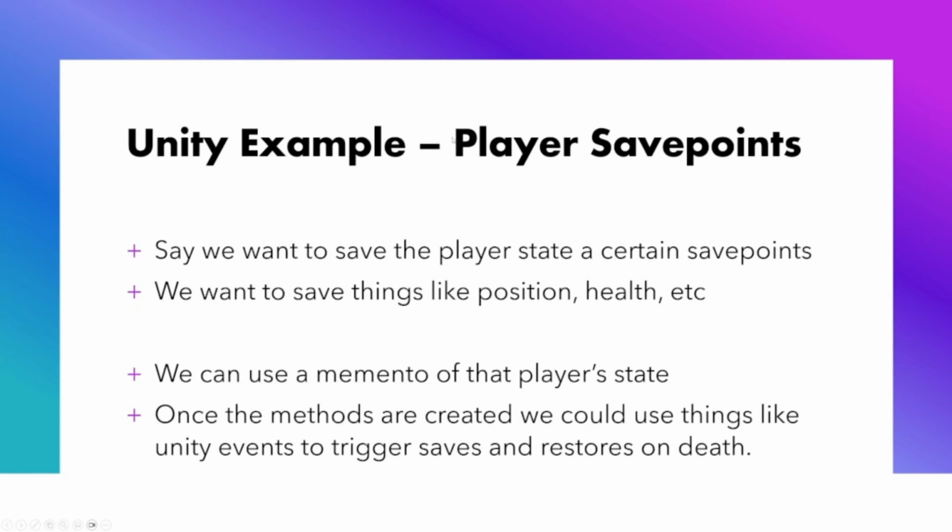So again, the Unity example we're going to look at is player save points. Say we might want to save the player's state at certain save points. As they go into a new room, we save the game for them, kind of like a quick save. We want to be able to save things like position, health, etc. We can use the memento of that player state. This is also sometimes just called state, not memento. But once those methods are created, we're able to use them in things like Unity events that trigger saves and restores on death.